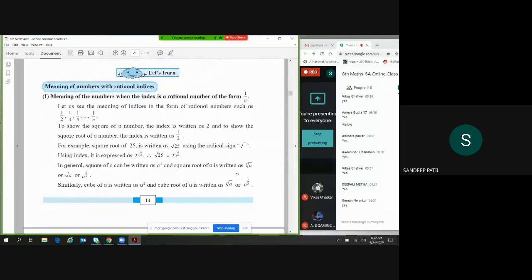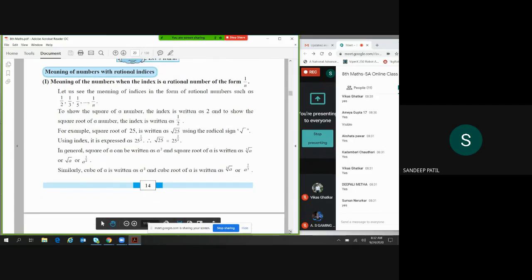And we will start with the meaning of numbers with rational indices. Meaning of numbers when the index is a rational number of the form 1 by n. So now let's see, the rules of indices, we have seen indices. So if it is in rational form, a rational number, what does it mean? They have given an explanation about that. If the index is in the form of a fraction, what does it mean, let's see.